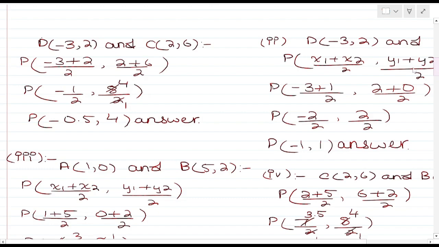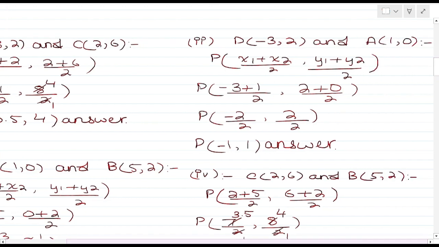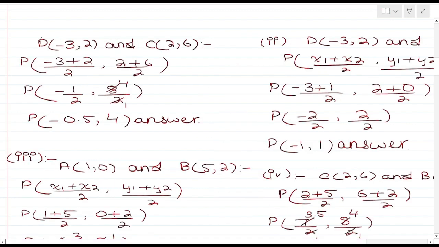Okay, then in the second part of question number 2, we have the points (negative 3, 2) and (1, 0). Again, we will use the midpoint formula, which is (x1 plus x2) divided by 2, comma (y1 plus y2) divided by 2. And here the P written is the symbol for midpoint. Okay, so minus 3 will be added with 1, divide that by 2, comma 2 plus 1 divided by 2. So our answer will be (negative 1, 1). That is how you find the midpoint.